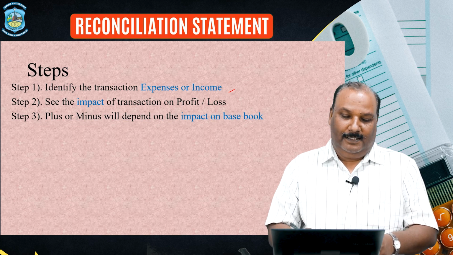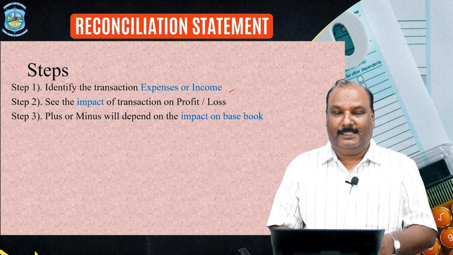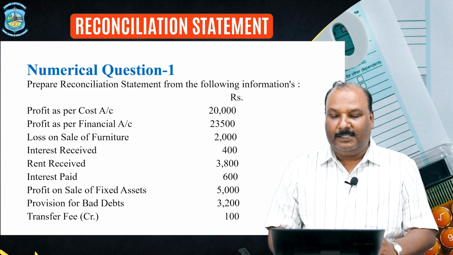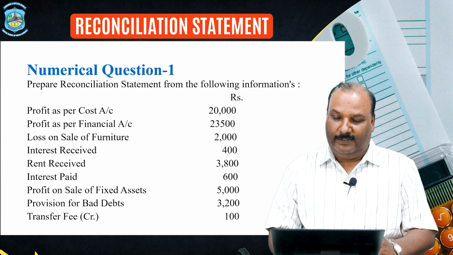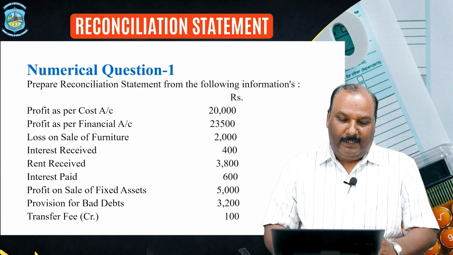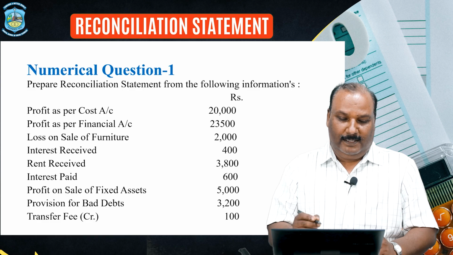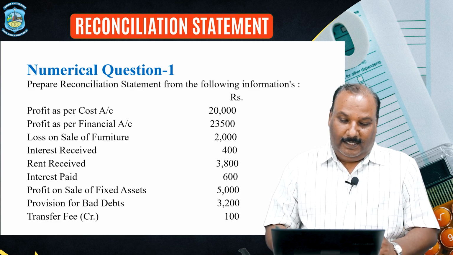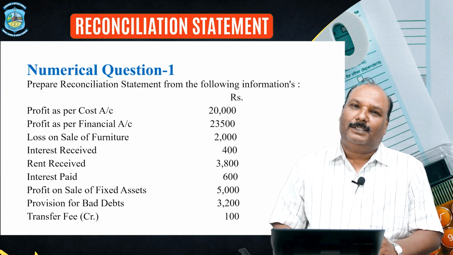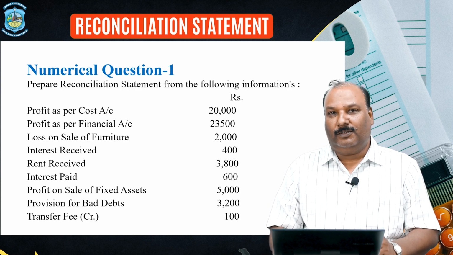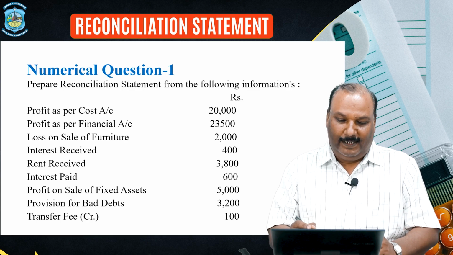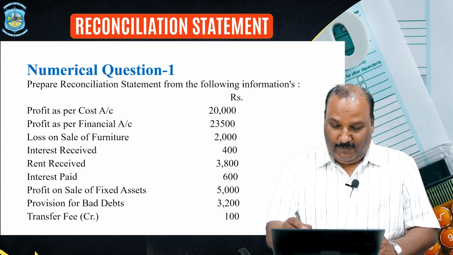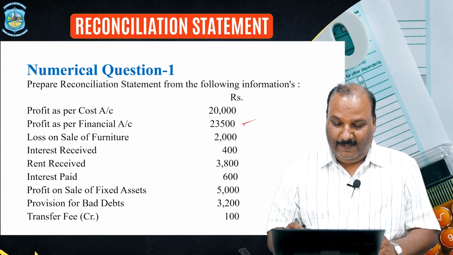Now see how to implement these steps. Here is the question: prepare a reconciliation statement from the following information. Here we have two profits, profit as per cost book and profit as per financial book. Usually I start this question with profit as per cost book. It means if I take profit as per cost book, the base book will be the financial book for me.